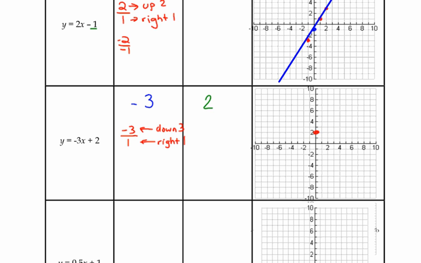What point does that take us to? 1 and -1. Down 3, right 1. And you should also check, remember a negative slope falls to the right. Is this falling to the right? Yep. And grab our good old rulers, connect our line. So making 3 or 4 points is good. At least 3 or 4 makes a nice line.